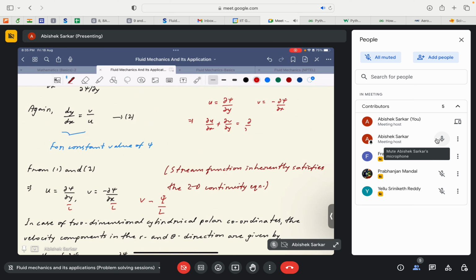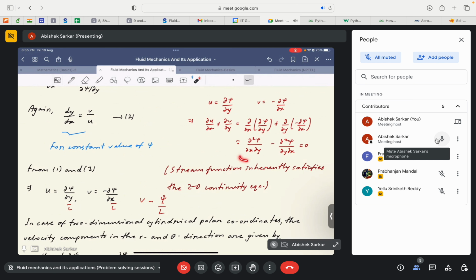So we evaluate this: dou by dou x of dou psi by dou y, plus dou by dou y of minus dou psi by dou x. You can clearly see that it gives us dou square psi by dou x dou y minus dou square psi by dou y dou x. If we assume that psi is a smooth function, the order of derivative becomes irrelevant, so this is equal to 0. You can clearly see how the definition of the stream function inherently satisfies the continuity equation.